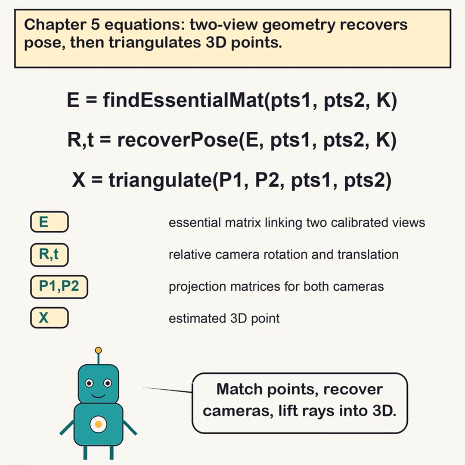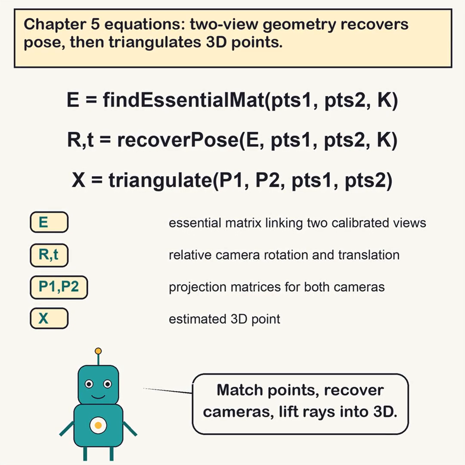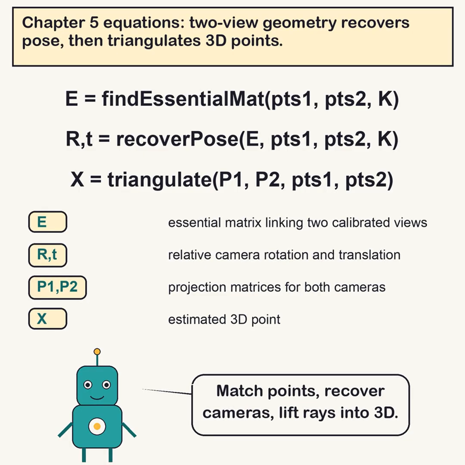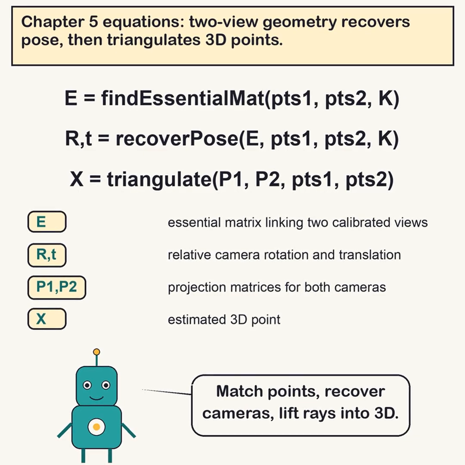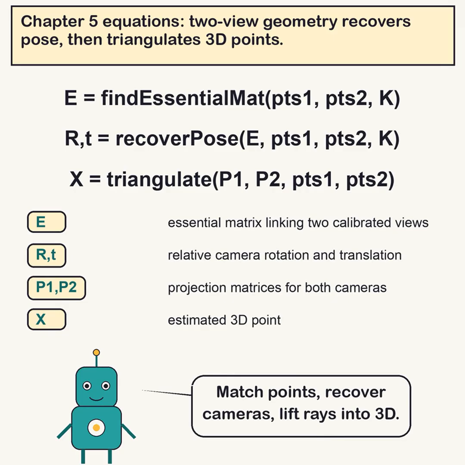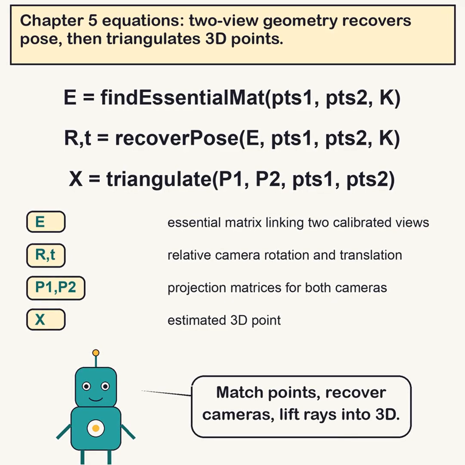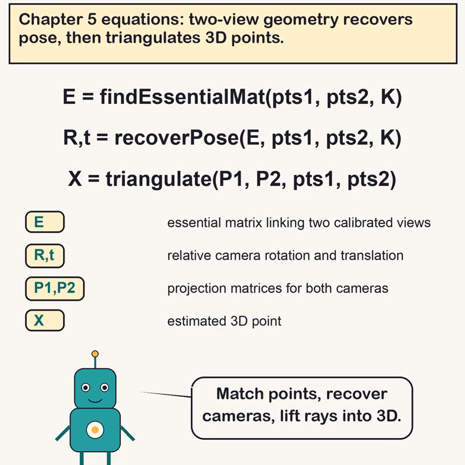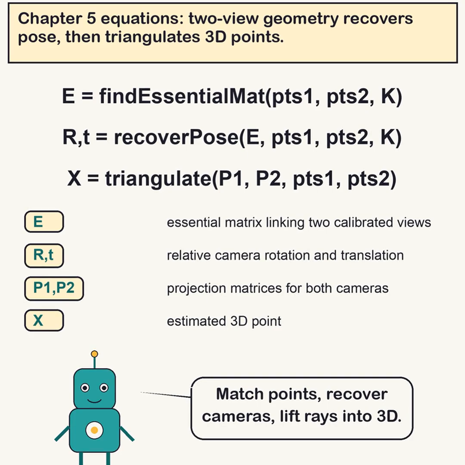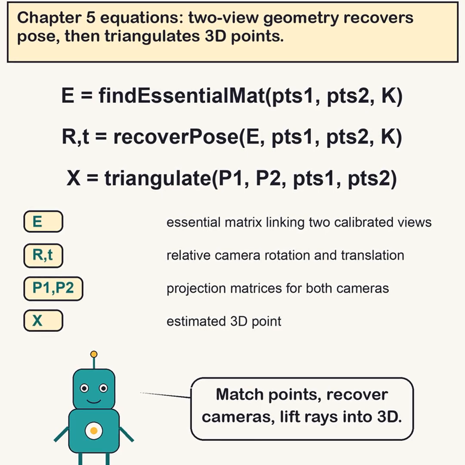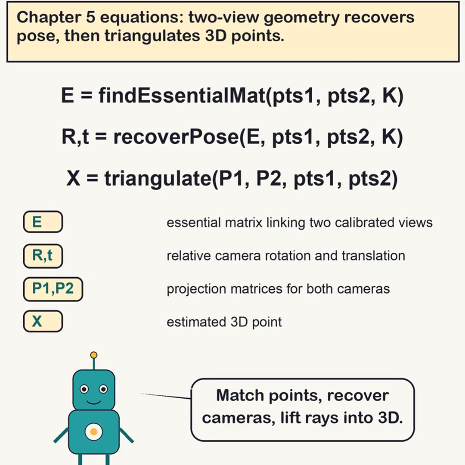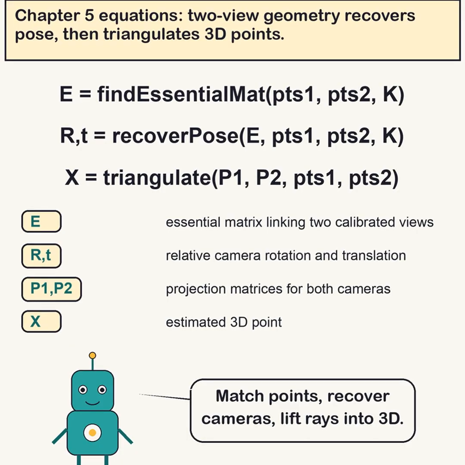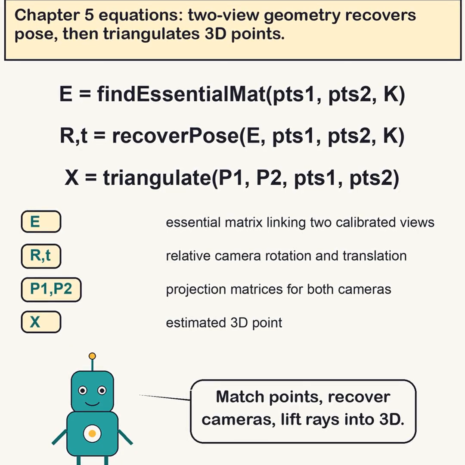The essential matrix comes from epipolar geometry, the constraint that a point in one camera must lie along a line in the other. It exists because two perspective views are not independent. Recovering R and t turns that constraint into camera motion. Triangulation then intersects the two rays. This is the moment flat evidence earns depth. Real-world analogy: Two-view geometry is like crossing two sight lines from different windows to locate the same object in space. Match points, recover cameras, lift rays into 3 dimensions.